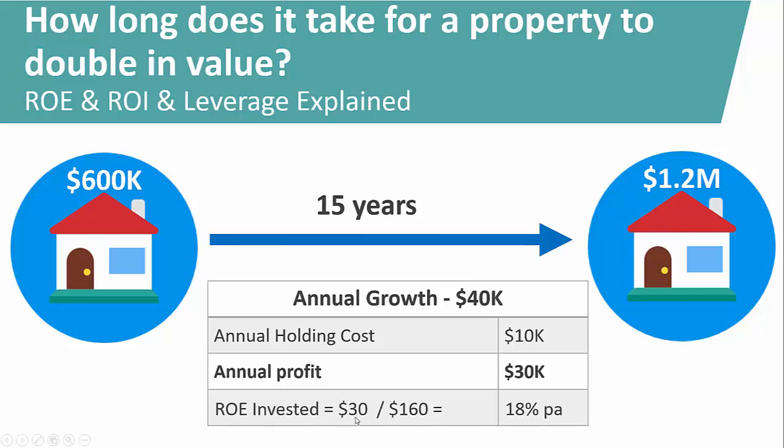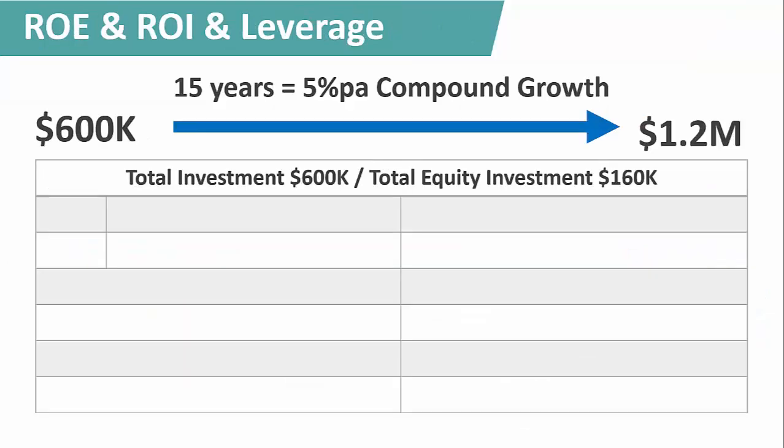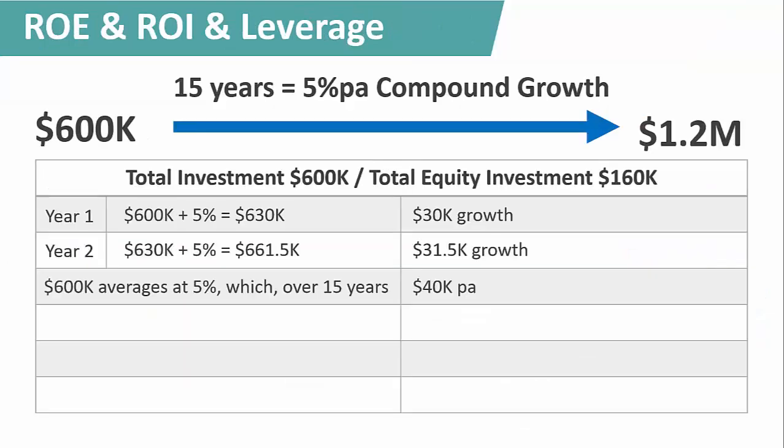Now, remember that you used $160,000 of your own equity to buy this property. So if it's making $30,000 on average every year, and you've used $160,000 of equity, 30 over 160 is 18%. So in this case, your equity is now generating or earning 18% per annum.